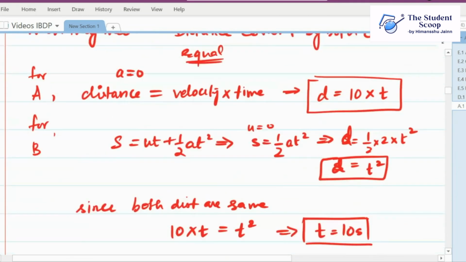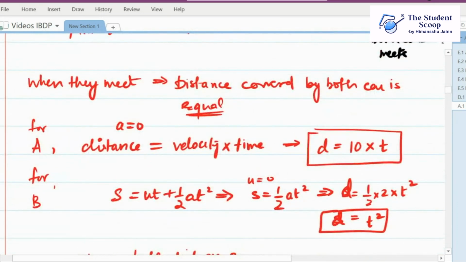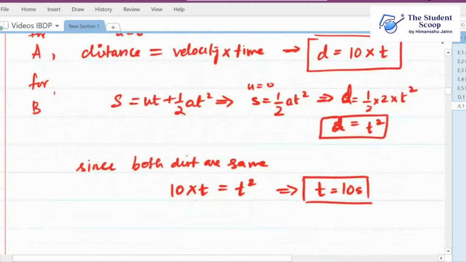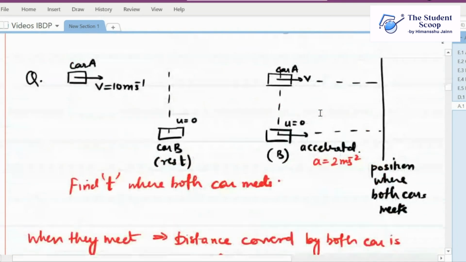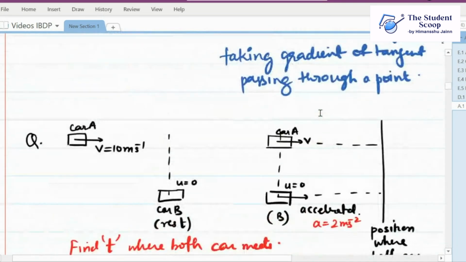And we can use this 10 to calculate how much distance is traveled by car A. We will get that value as well. Okay, so this is the one example.